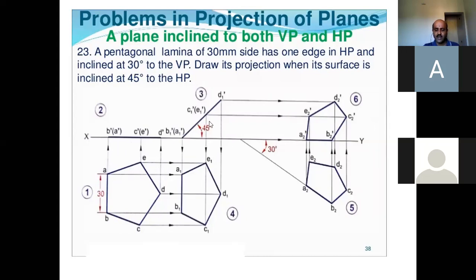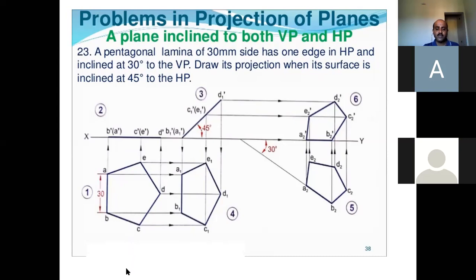So draw the XY line, mark VP and HP, and below the XY line, where we have HP, the top view will come. Construct the pentagonal lamina of 30 millimeter side by any of the methods I discussed in the class. Okay. Once you construct the pentagonal lamina, you now have to get the front view for this lamina. Front view means you have to observe from this side. Just observe, you are observing from this side.